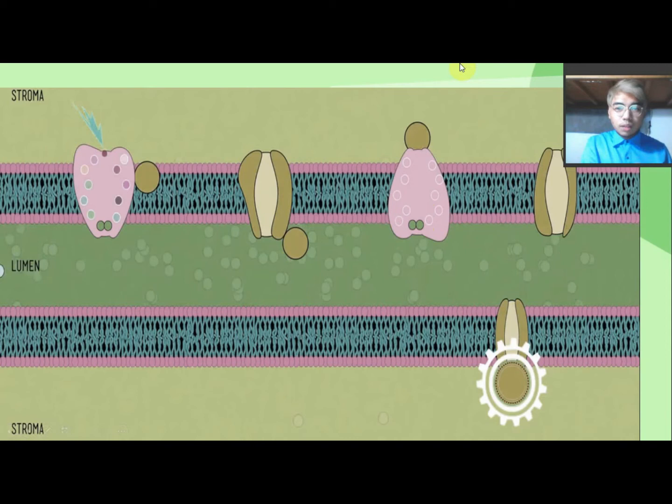Then the next one, we have here the presence of the ferredoxin. Then we have here the NADP plus reductase. And lastly, we have here the presence of the ATP synthase. So these are actually the different proteins that are responsible for the process of the light-dependent reaction.